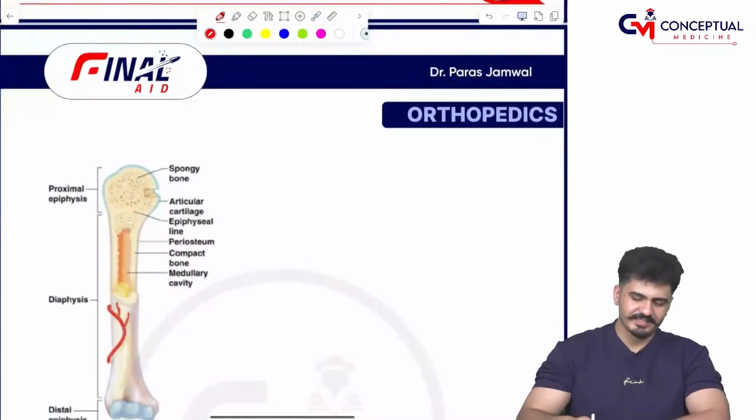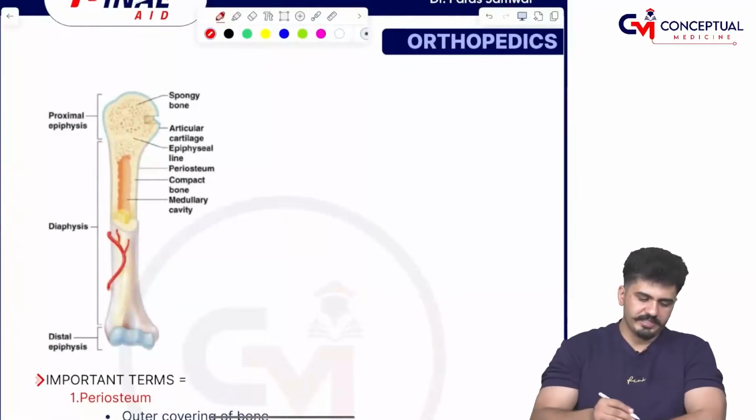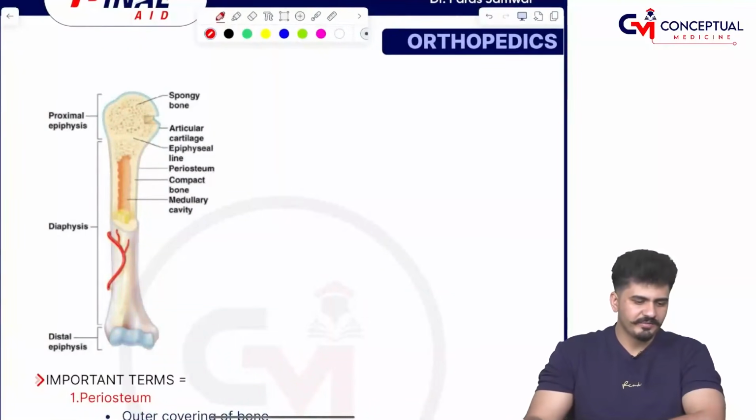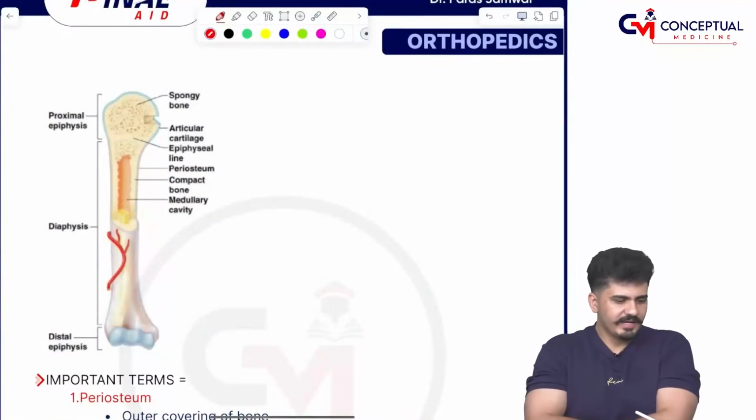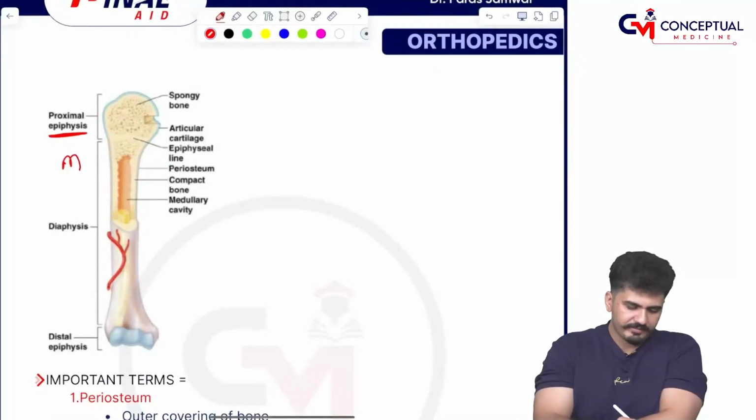Let's start with the class, and this class is going to be the orthopedics class. Sir, in orthopedics, if we see the bone part, the basic part, we are going to talk about basic anatomy. Right here, sir, in the basic anatomy part, first comes the epiphysis, then the metaphysis, and then the diaphysis.